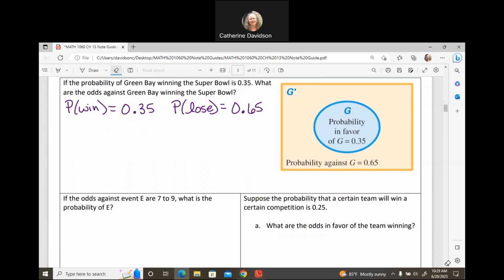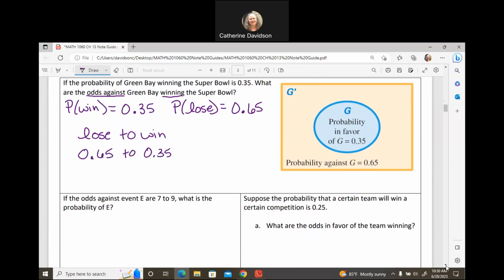All right, so now we know the wins and the losses, the probabilities. Now we're going to talk about the odds. So what are the odds against Green Bay winning the Super Bowl? So against winning means what? The loss. So we need a ratio of lose to win. Okay. So probability they lose is 0.65. Probability they win is 0.35.